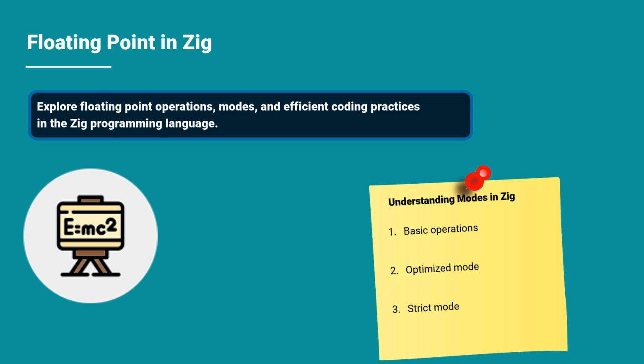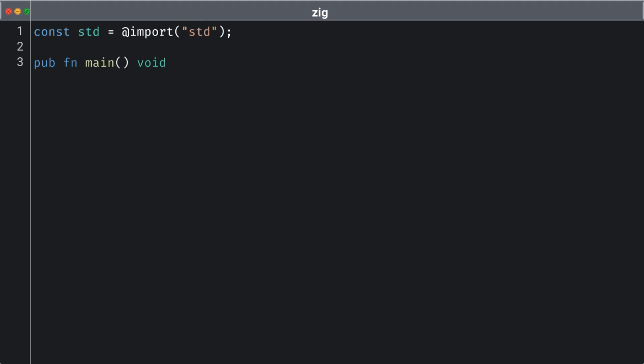Now we will talk about advanced floating point operations in Zig and how to utilize strict and optimized modes effectively. Now let's see how we can implement a straightforward addition of two floating point numbers in Zig. The code begins by importing the standard library, which provides useful functions for debugging and other operations.